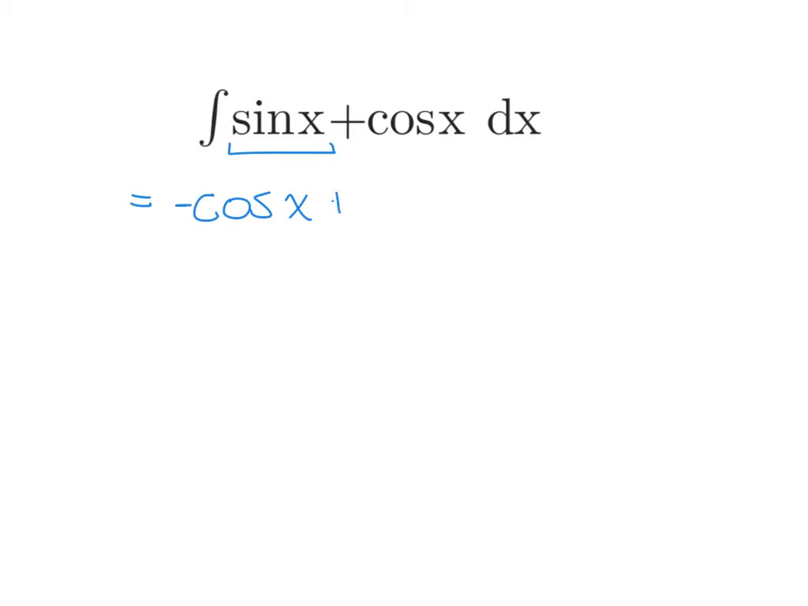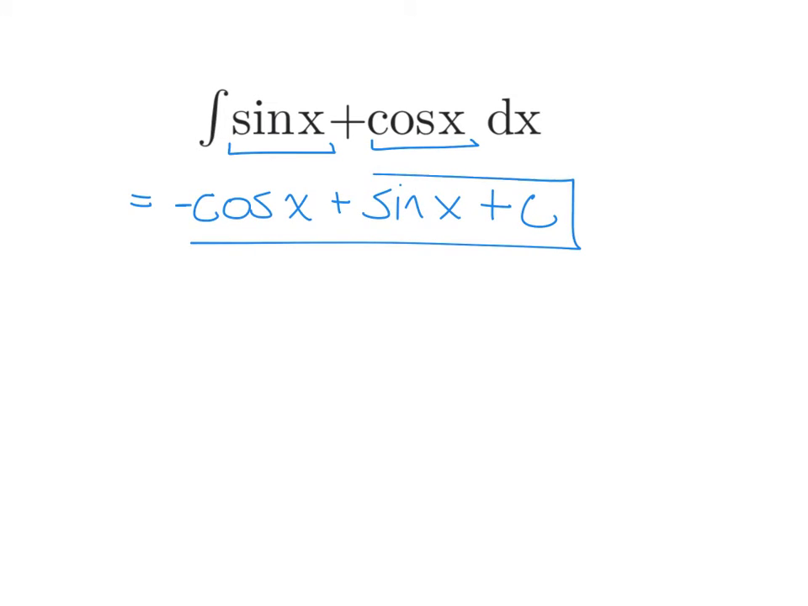Now when we move on to cosine, the integral of cosine, we think is sine. So check it. Is the derivative of sine cosine? Yes, it is. So we're good. And the last thing that we always remember is our constant of integration.